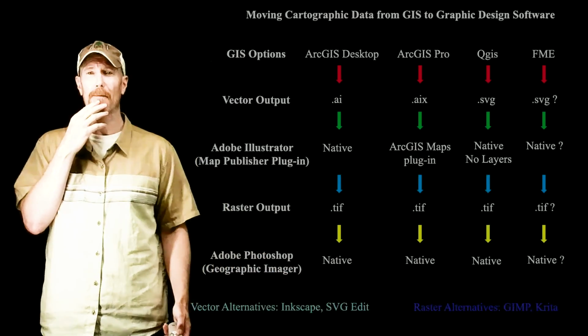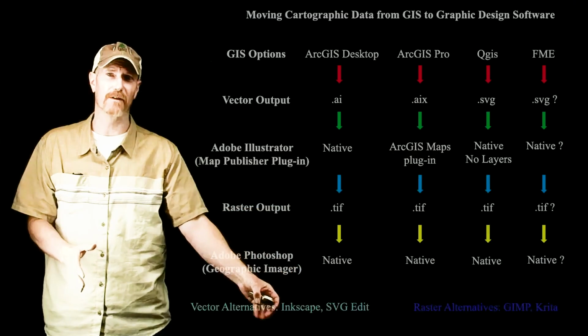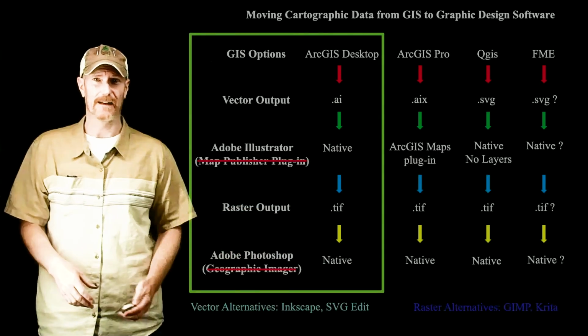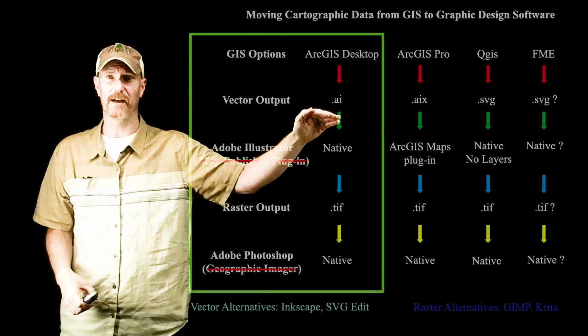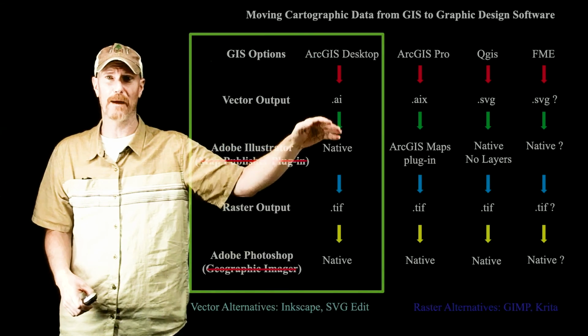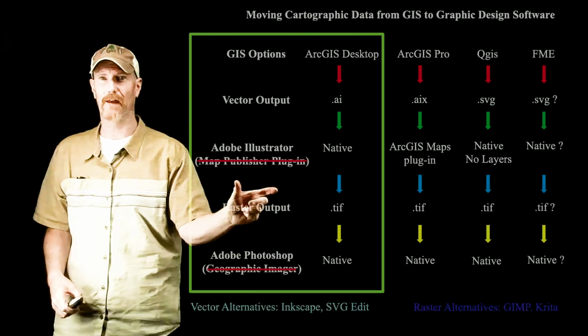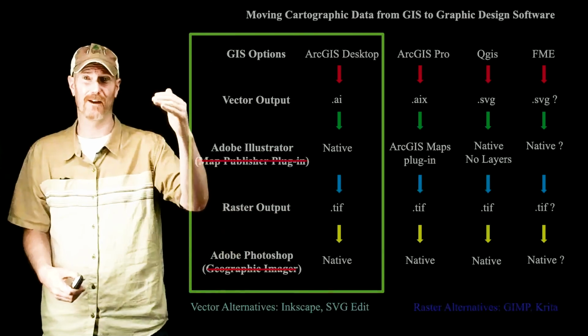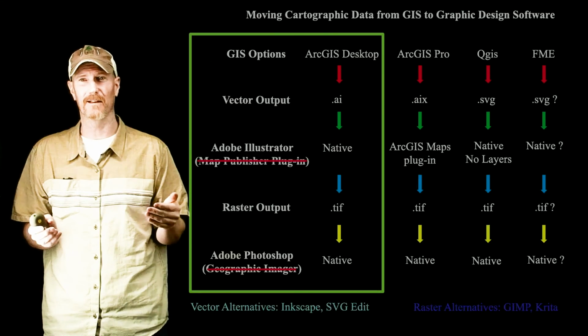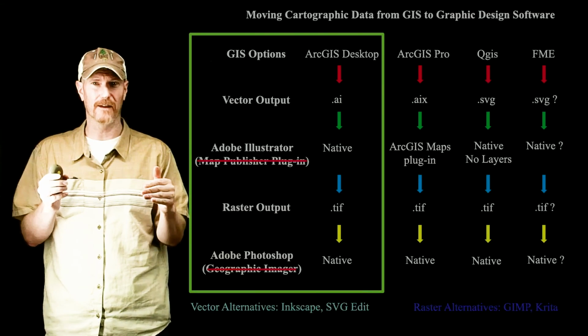Now, I only teach one of these particular workflows, and it's this one here. So our GIS option is ArcGIS Desktop. We take all of our vectors out in an AI format. We bring them into Illustrator without the Map Publisher plugin at all. It just goes right in native. We can see all of our layers. We clean up some of the clipping masks, organize things a little bit.